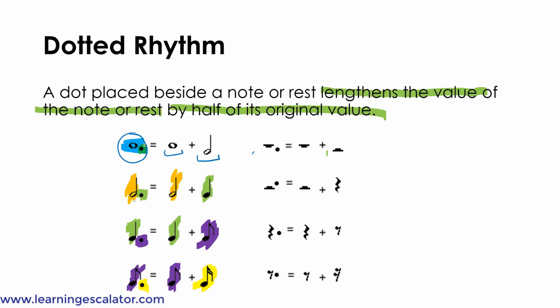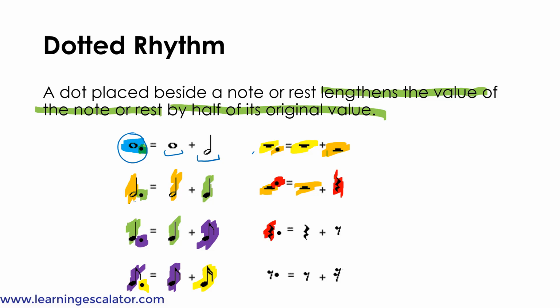And same for the rests. If you see a whole rest with a dot, you first have a whole rest plus half of a whole rest. Half of a whole rest is a half rest. So it's a whole rest plus a half rest, and same for the half rest. Half rest with a dot means there's a half rest, and you have to add half of a half rest, which is a quarter rest.